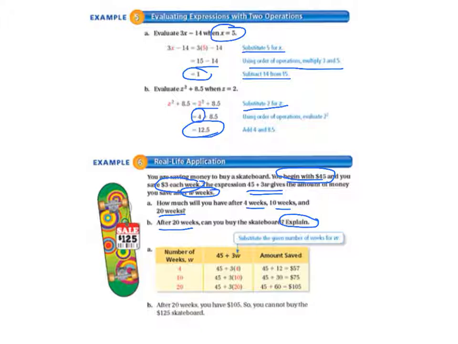So here's how the book answers that question. It sets up a table, which is always a good idea when you're asked multiple questions like this. After 4 weeks, we substitute in 4 for the w, so 45 plus 3 times 4, and when you do all of that math, you find out that you have saved $57. After 10 weeks, we've saved $75. So we're not quite up to our $125 that we need for the skateboard. And then after 20 weeks, we've saved $45 plus $60, which is only $105. So after 20 weeks, we have saved $105. So if you look over at the tag, it says we need to save $125. So we cannot buy the skateboard yet.